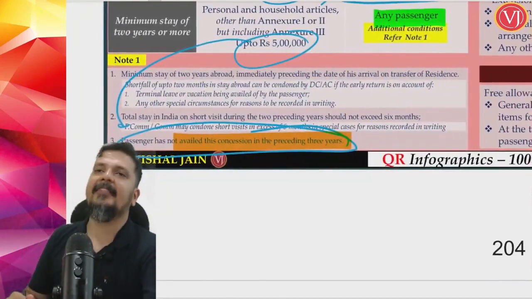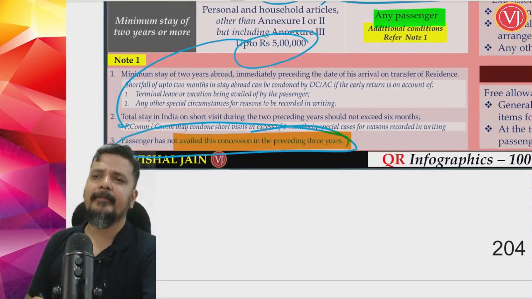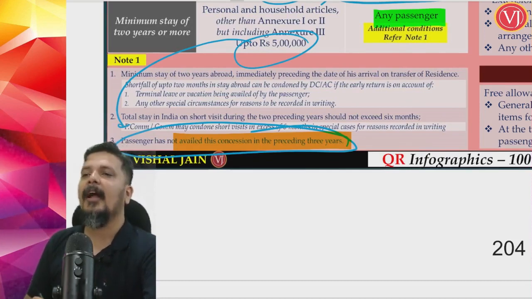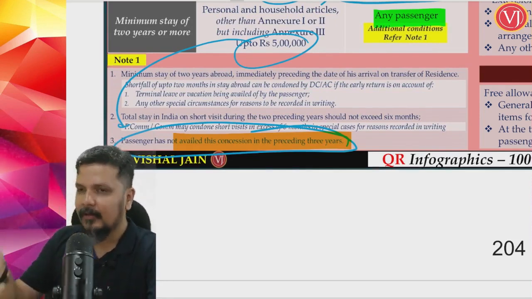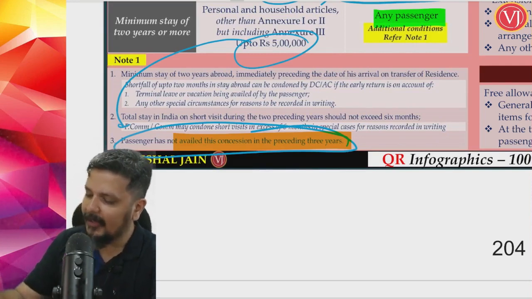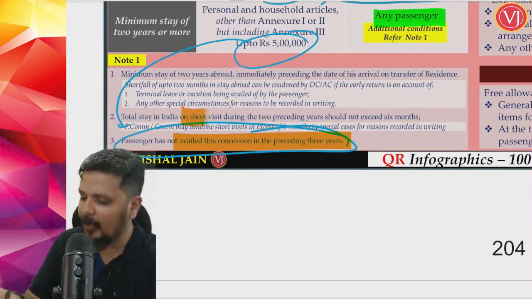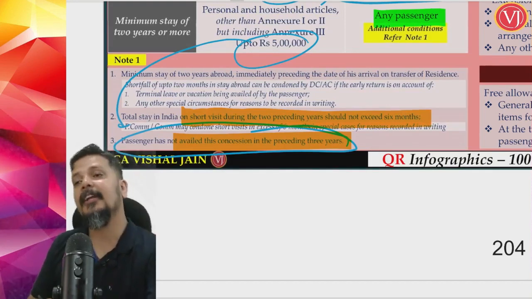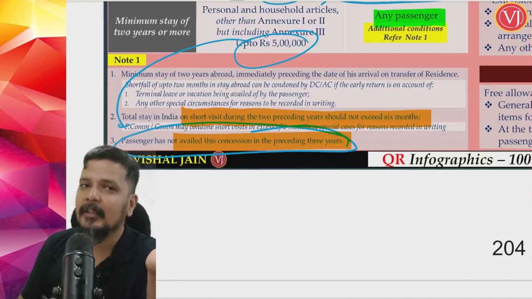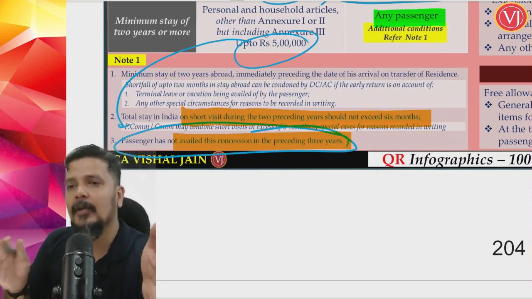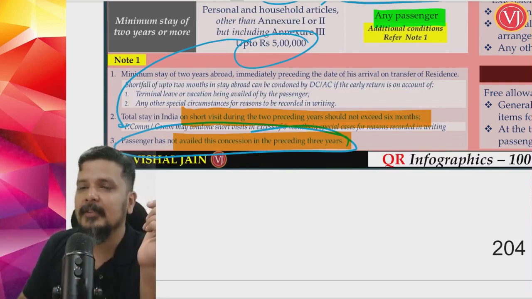For 5 lakhs, there are extra conditions. What is the criteria for 5 lakhs, by the way? Your minimum stay should be 2 years abroad. And they have an extra condition that during the last 2 years, your stay in India should not exceed 6 months. So you have to remember both. Your stay outside India is more than 2 years. Your stay in India during the last 2 years is not more than 6 months.